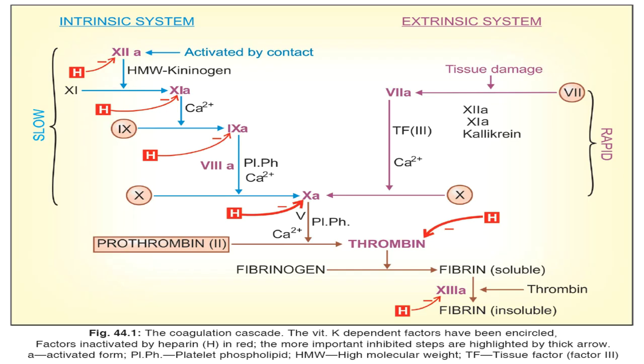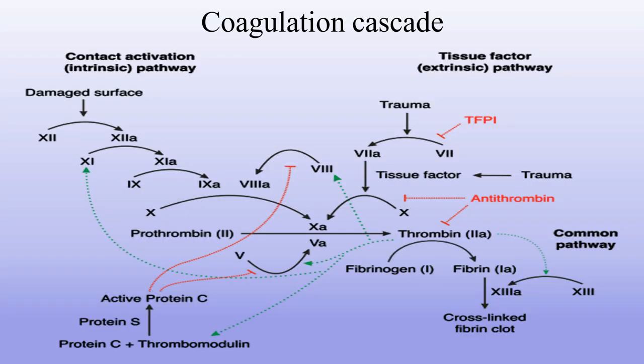And on this slide you can see the schematic depiction of the coagulation cascade. The vitamin K-dependent factors have been encircled in here, in here, in here, and in here. Factors inactivated by heparin are in red, in here, in here, in here, and also in here, and in here. The more important inhibited steps are highlighted by thick arrows. And in here you can see the alternative picture of the coagulation cascade. You can pause this slide and check it for a longer time.